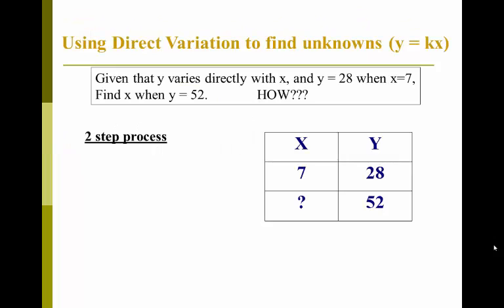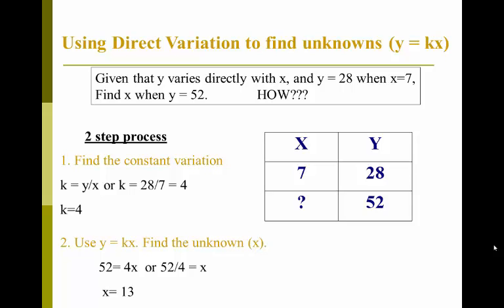Now let's find some unknown values. We're going to use that same equation, y equals kx, or k equals y divided by x, in order to find a missing value. In this case, we just take 2 steps. The first step is to figure out what our k value is, with the piece of the table that's known. When we do 28 divided by 7, we get an answer of 4. In order to find that missing piece, we simply take 52 divided by 4, and we get that x value is equal to 13.